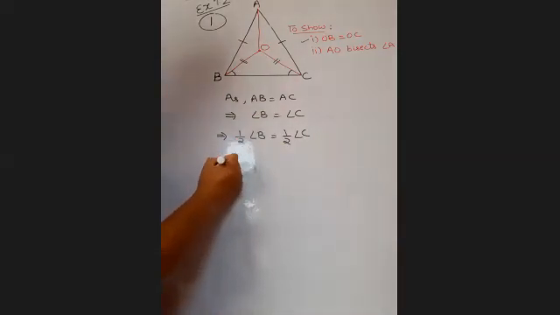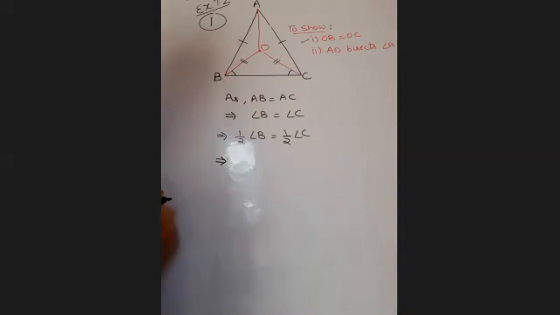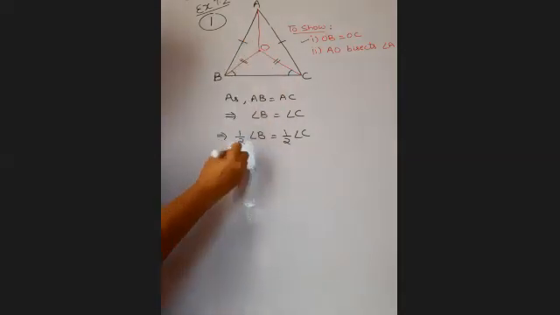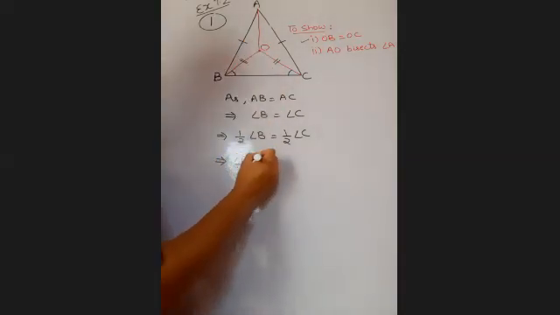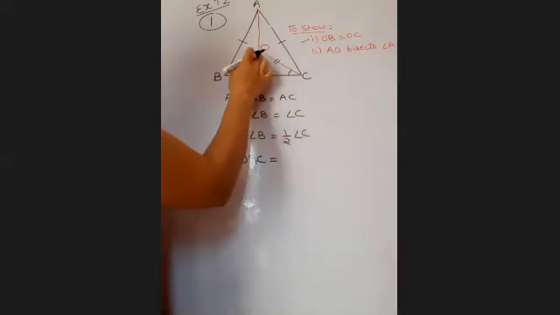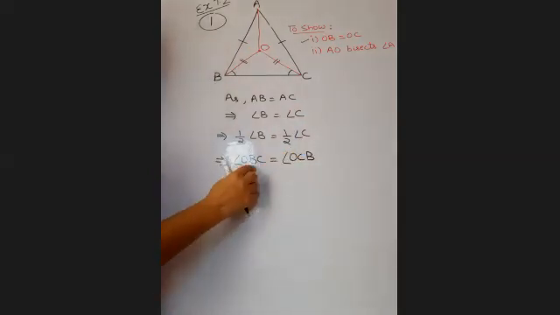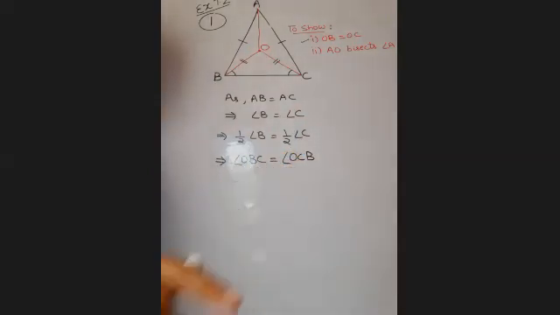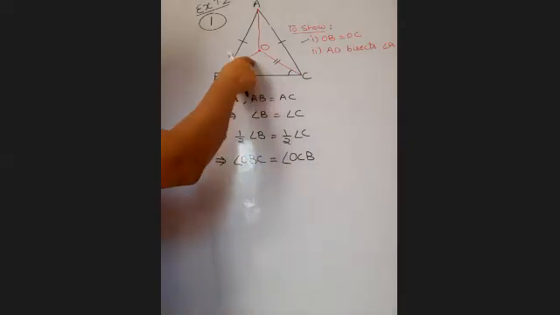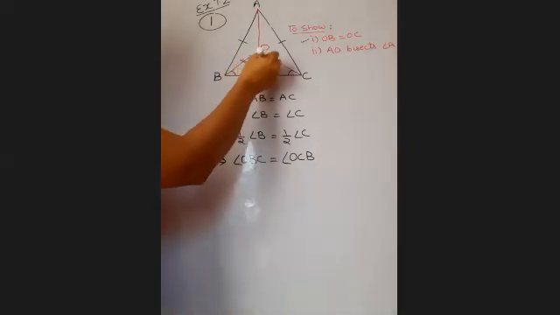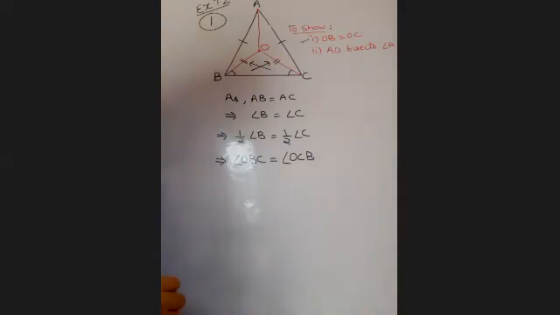And what is half of angle B? Angle OBC. And what is half of angle C? Angle OCB. So now when these two angles are equal, by the property will we get that opposite sides are also equal, that is OB and OC? Are you getting my point, children? So let us write this much first before we proceed.